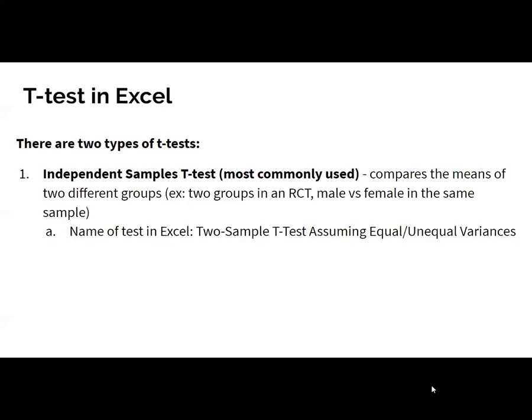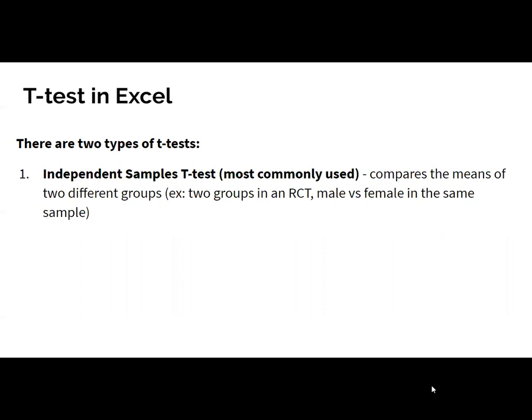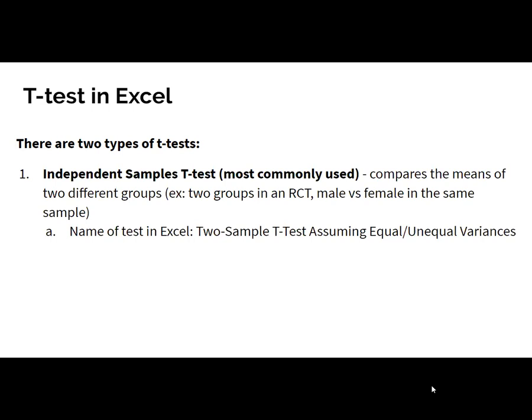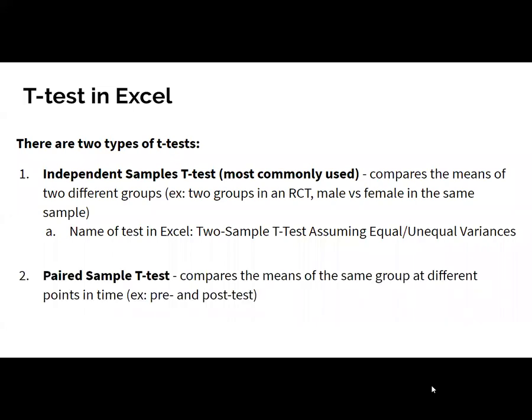All right. So in Excel, there are 2 different types of t-tests. The first one is the independent samples t-test. I would say that's the most commonly used. And this compares the means of 2 different groups. So they are different, but we want to see if there is any significant difference between the 2. In Excel, it's called the 2-sample t-test, assuming either equal variance or unequal variance. You'll see both of those in the data analysis options, and we'll look at both of them.